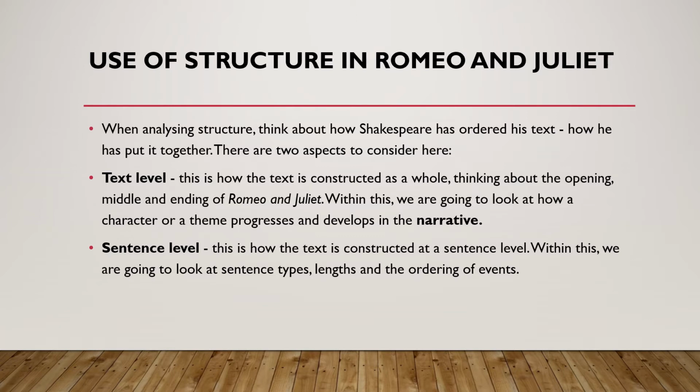That's the storytelling. We also have a sentence level. This is how the text is constructed at that sentence level. And within this, we're going to have a look at what types of sentence he uses, what the length of those sentences are, and again, how that impacts on the ordering of events within each act.